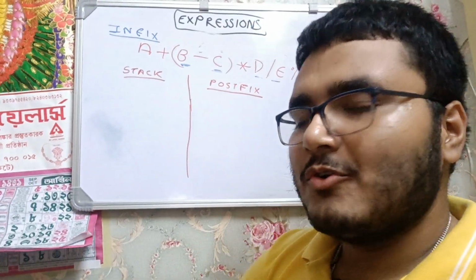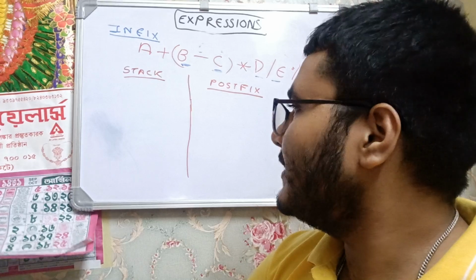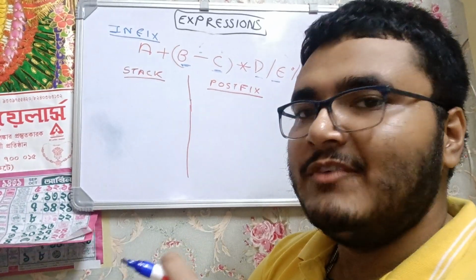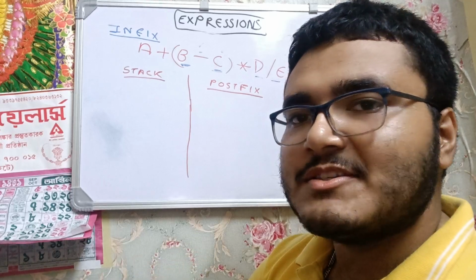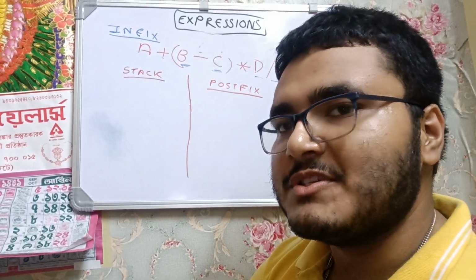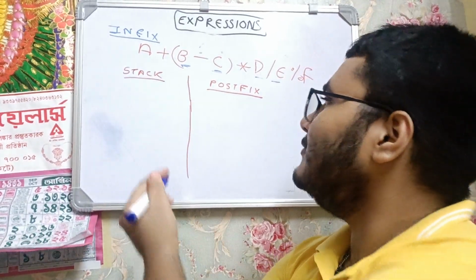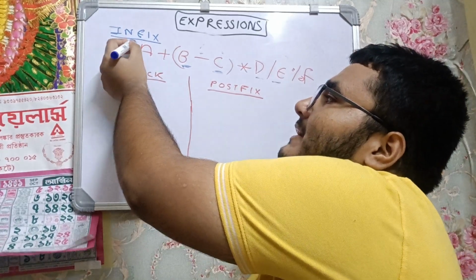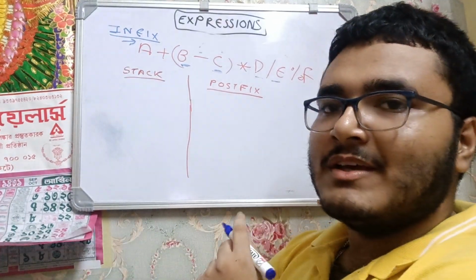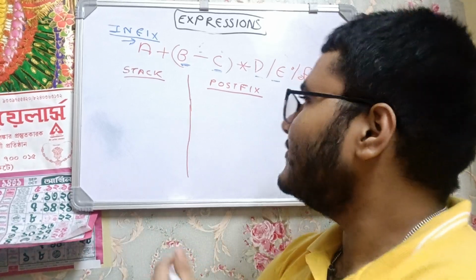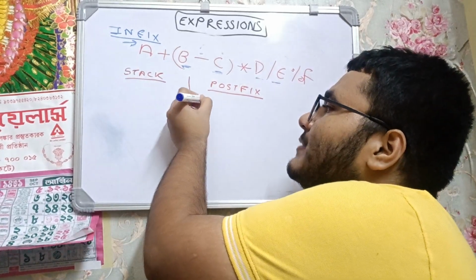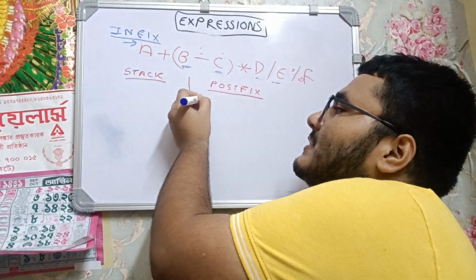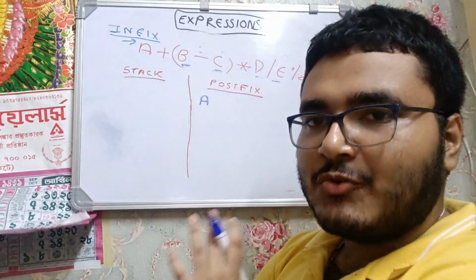So guys, let us follow the rules of stack, the way we just discussed the rules. If operands arrive, just merge them with the postfix expression. The postfix expression is empty now. I am concentrating from left to right. If I scan from left to right and operands arrive, just push them into the postfix expression. Okay, so start scanning from left to right.